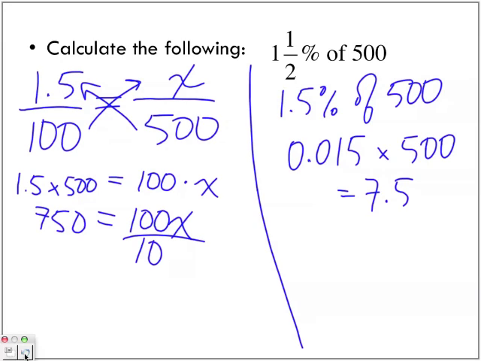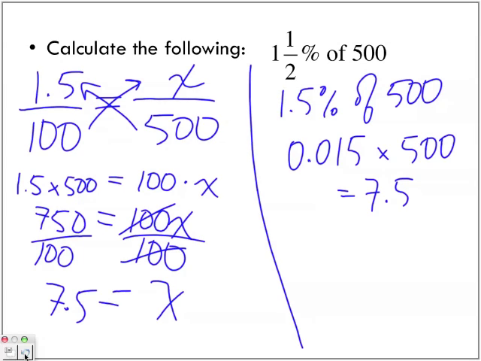So divided by 100, right? And all I'm left with is x. Now if I do that to that side, I must do it to this side. So 750 divided by 100 is 7.5. So I get the same exact answer.